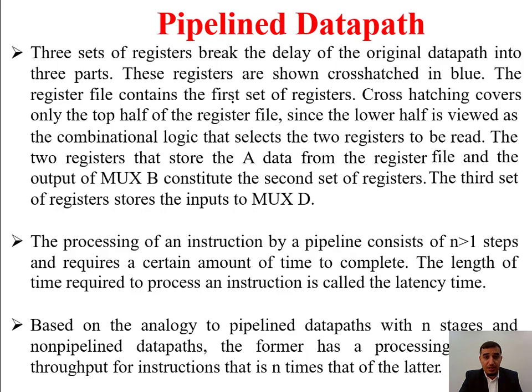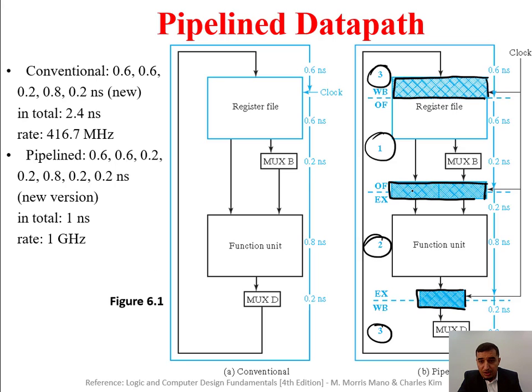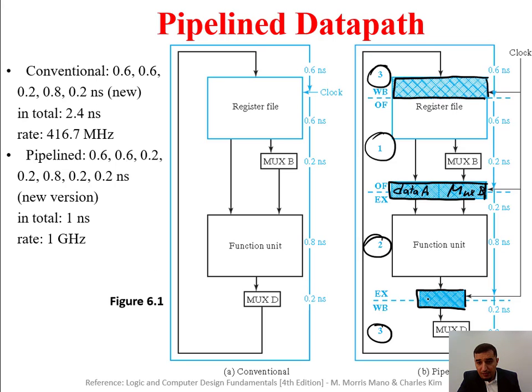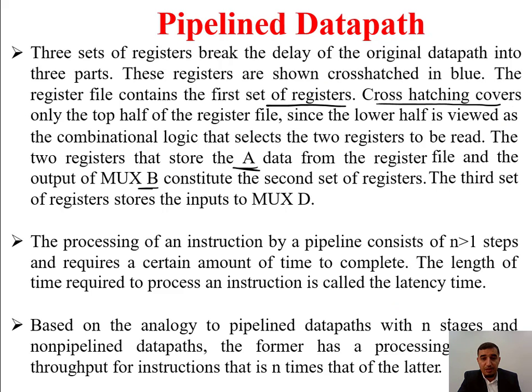The register file contains the first set of registers. The cross-hatched area covers the top half of the register file, since the lower half is viewed as a combinational circuit. The 2 registers are used to store data A and mux B, which is these 2 registers. This is data A, and this is the mux B part. And the third one is used to hold the function unit output, which was going to feed the mux D input.